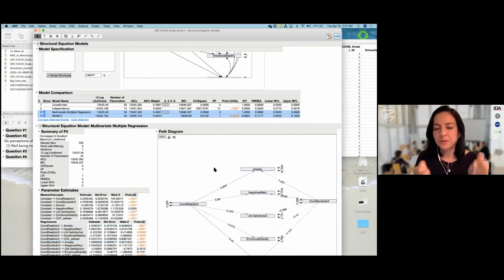All right, so for those types of questions, we can test whether effects are equal to each other, and we could do that for each of the effects that we have in this model.